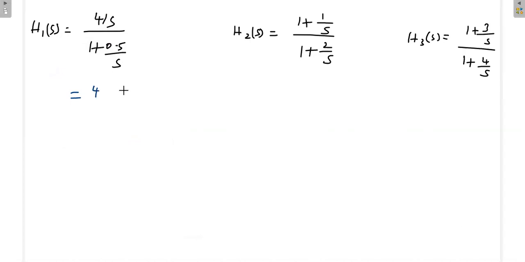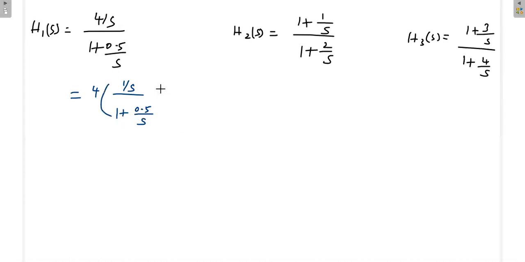So I can take this 4 outside. Then G means 1 by S, and 0.5 divided by S. G divided by 1 plus GH, where G is equal to 1 by S. And what is the feedback gain? H is equal to 0.5. That is actually negative value, because already we will be using adder, so that we will use the negative coefficient.